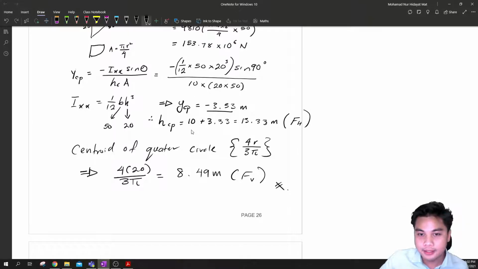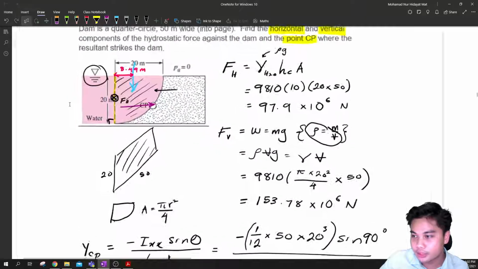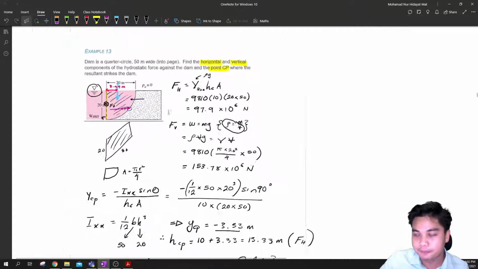Therefore, that is the final answer to get the magnitude of the horizontal and vertical forces, as well as the location of those forces that reflect to the CP. I think that's all.